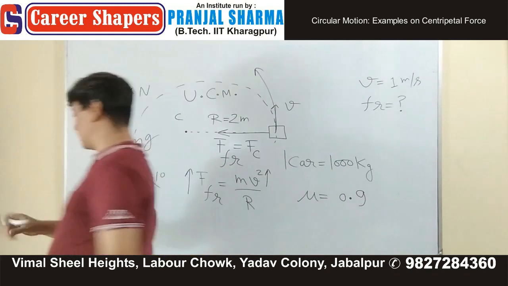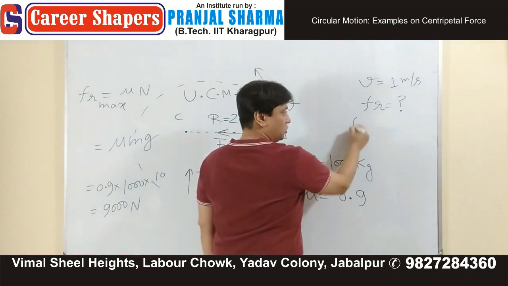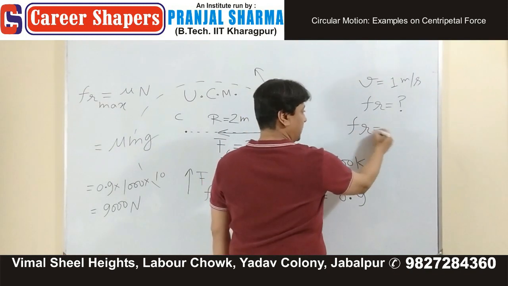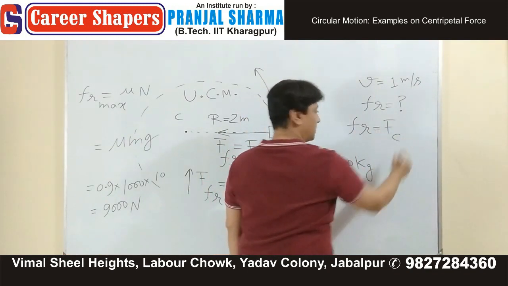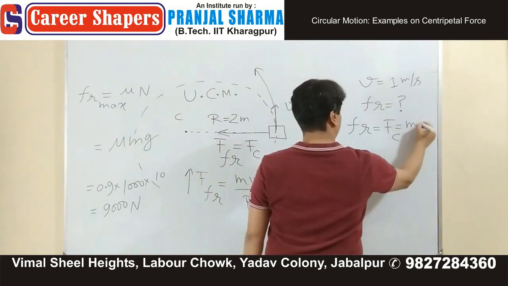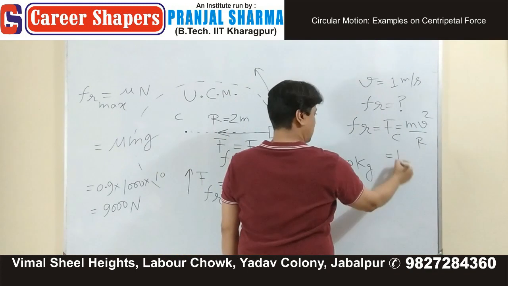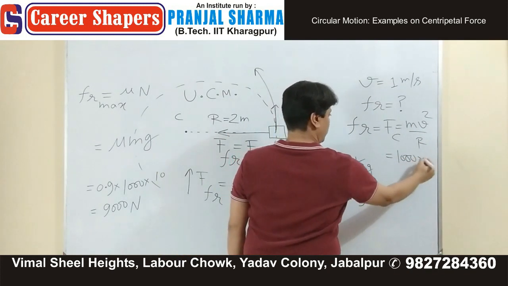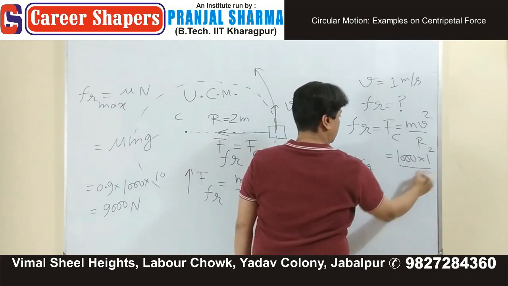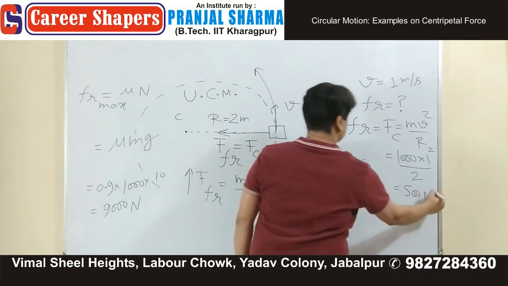Good, बहुत सही. अगर V1 है तो फ्रिक्शन का काम क्या है? Fc प्रोवाइड करना. What is Fc? mv square upon r. What is m? 1000. What is V? 1. What is R? 2. How much is it? 500 newtons.